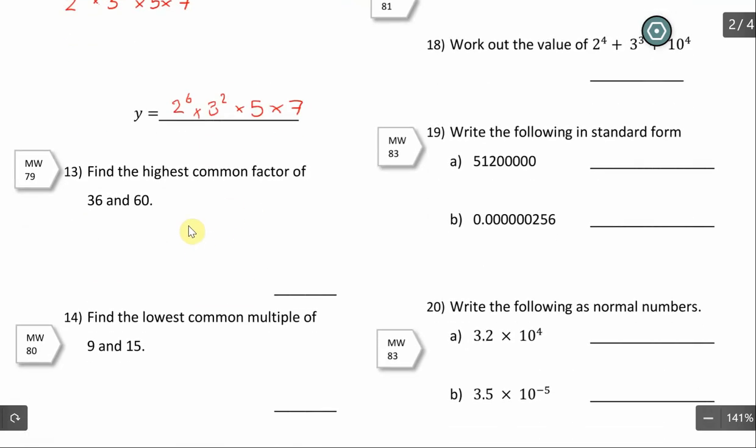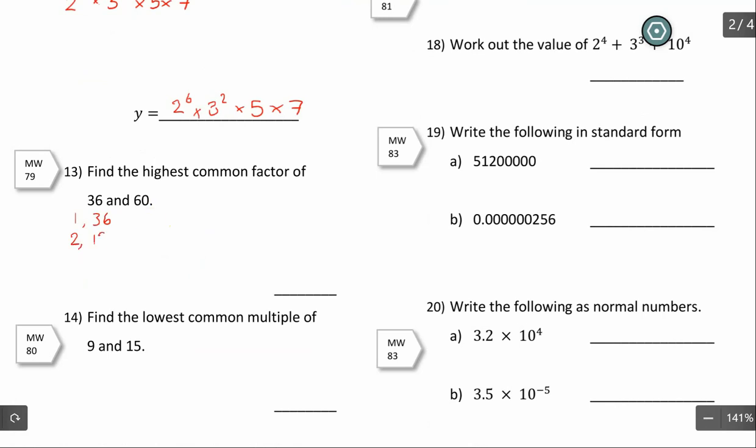Okay, number 13, find the highest common factor of 36 and 60. Now these are relatively low numbers to find factors of, so probably the easiest method for these is just to find all of their factors and therefore find the highest one in both lists. So I like to do this in pairs. That way I don't miss any out.